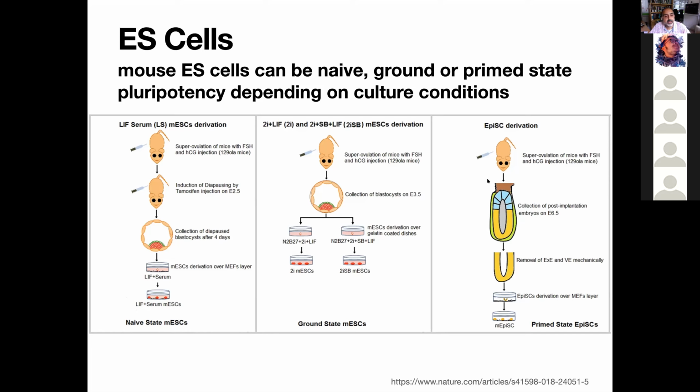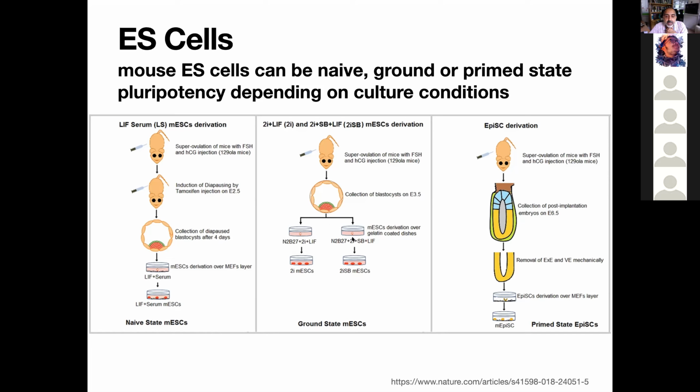So if you collect the embryo a little bit later, at 6.5, and then just grow the epiblast, this can also be readily made into a cell culture. Now these are called epiblast stem cells, and they are cultured very easily in this condition. You also have a second condition here, which is 2i plus LIF, 2i plus SB plus LIF. These are particular factors that are added to the media, and what these will do is inhibit particular signaling proteins.